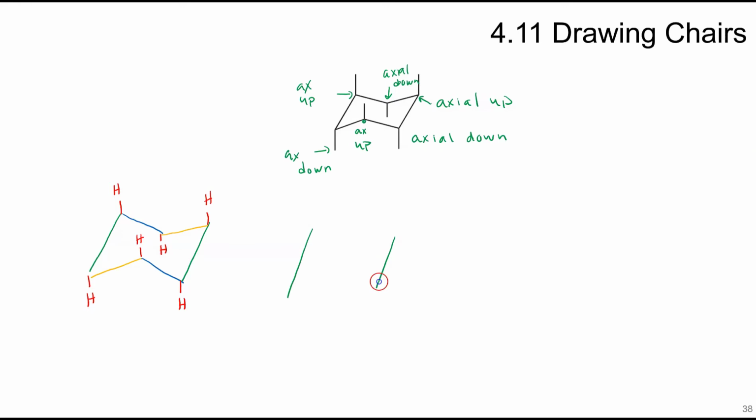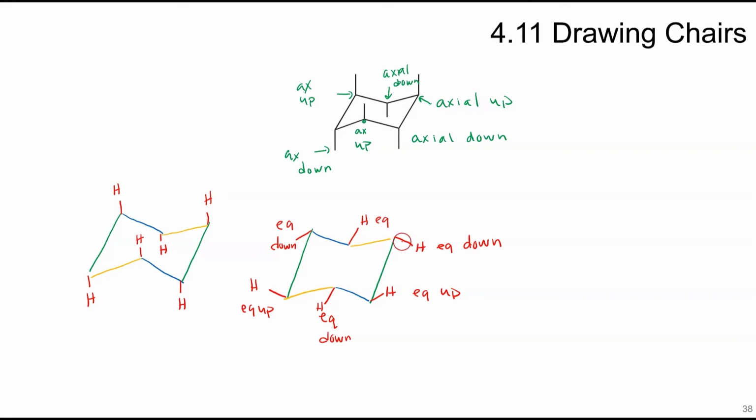I'm going to draw another chair, the 3 parallel lines. So on each carbon, there's also an equatorial hydrogen, and that is, if there was an axial up hydrogen, this would be equatorial down. This one had an axial down, so this is equatorial up. This one is equatorial down, equatorial up, equatorial down, and this is equatorial up.